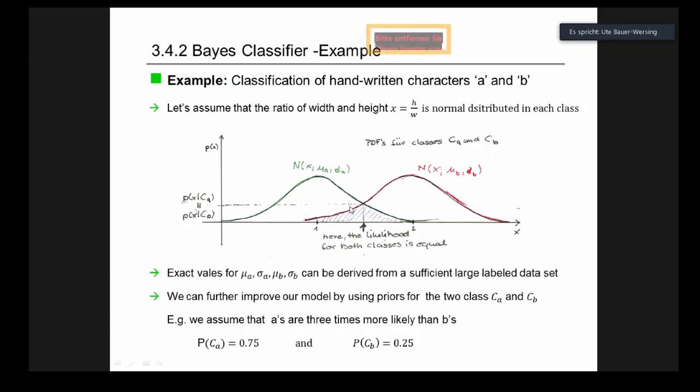So based on this, in this area you are basically making wrong decisions if this is from class B, so you cannot classify correctly. But in addition you have the prior, which modifies this view a bit.